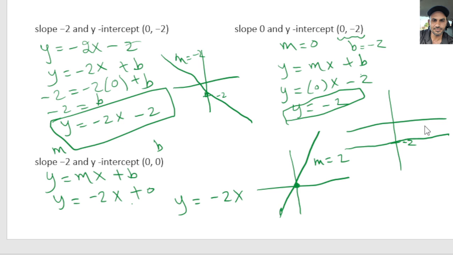slope equals 2. Here slope equals 0 for the horizontal line. So the graph would look like this. It's a line moving up with slope 2 and going through the origin. With the negative slope, it's moving down with the y-intercept at negative 2. Hopefully this helps.